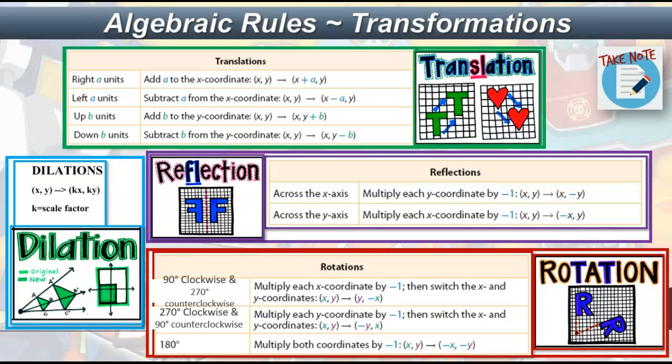So here is a review of the algebraic rules for transformations. Make sure you have these in your math notebook. If you do not, make sure you jot these down. It's very important that we know our algebraic rules for transformations.